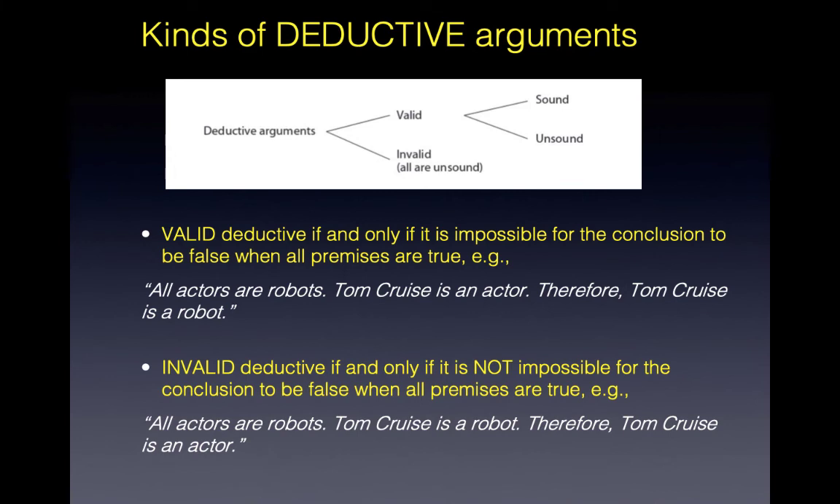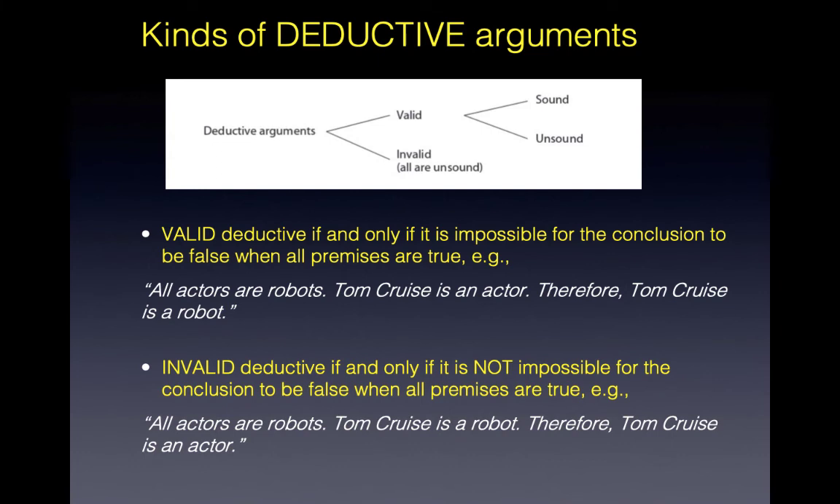Valid, deductive, means to say an argument is valid deductive is to say that it is impossible for the conclusion to be false when all premises are true. For instance, all actors are robots. Tom Cruise is an actor, therefore Tom Cruise is a robot.